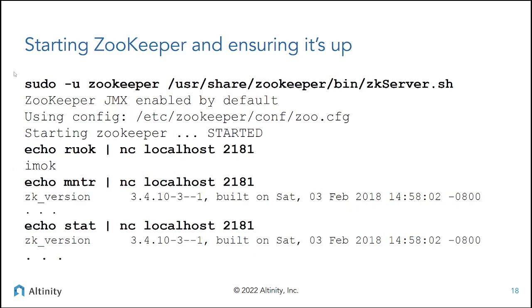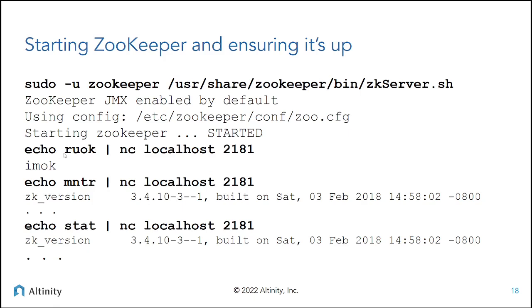Starting it is pretty straightforward. This shows you just sudo -u zookeeper, and you're going to run the zkServer.sh command. You can also set this up as a service in initd and things like that. It's pretty straightforward to do. And then here are some things called 4-letter commands. We'll talk a little bit about them, but these are simple commands that you can send to Zookeeper to make sure that it's happy and okay.